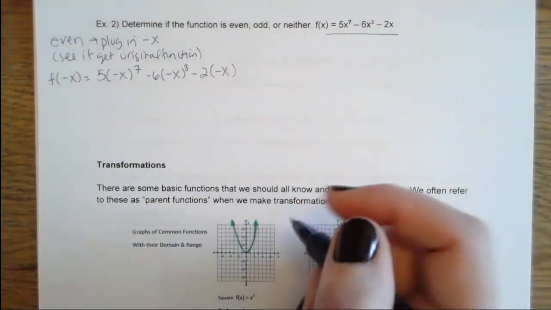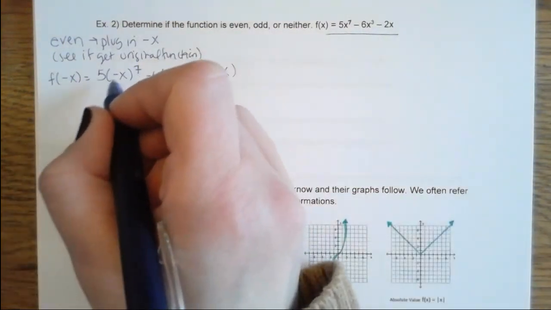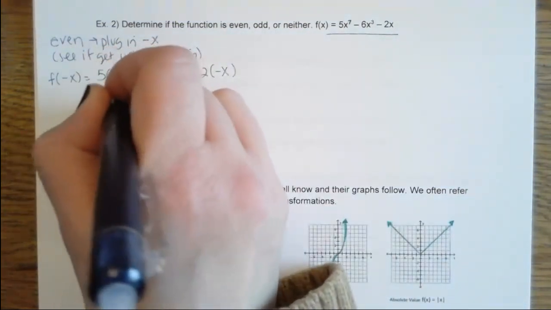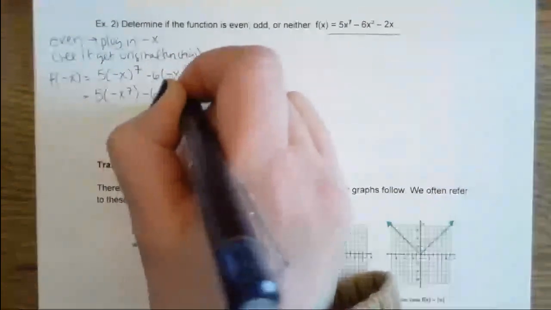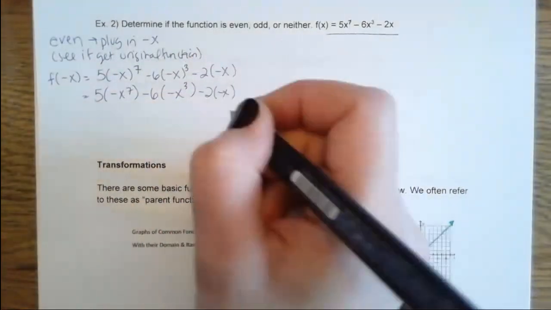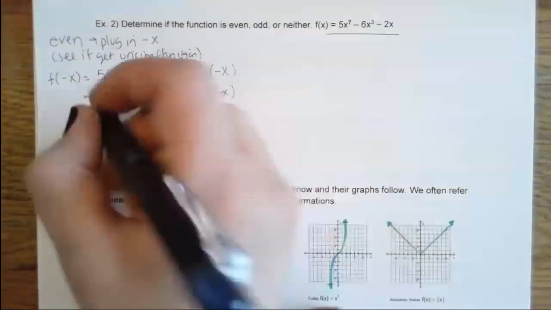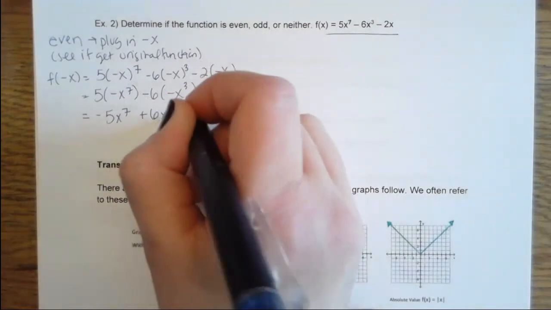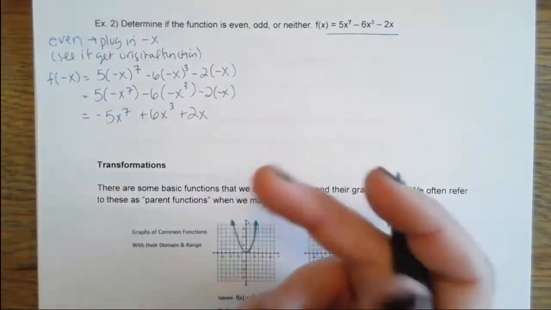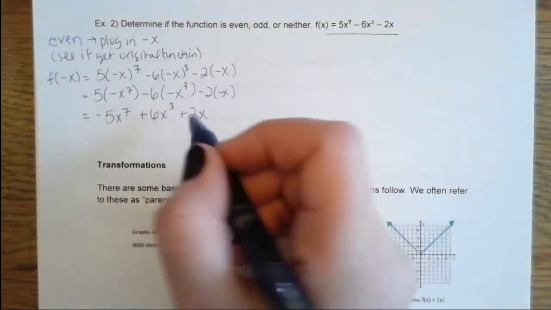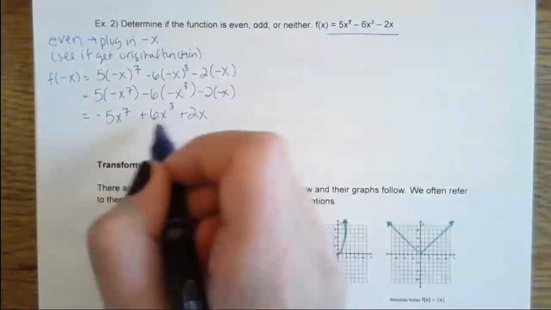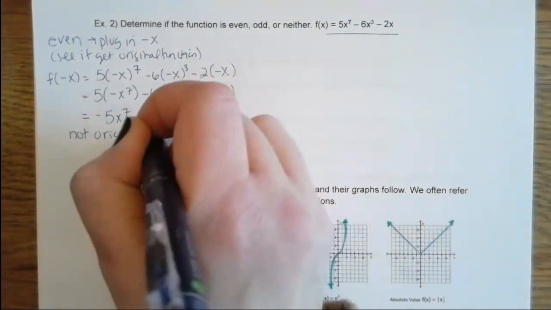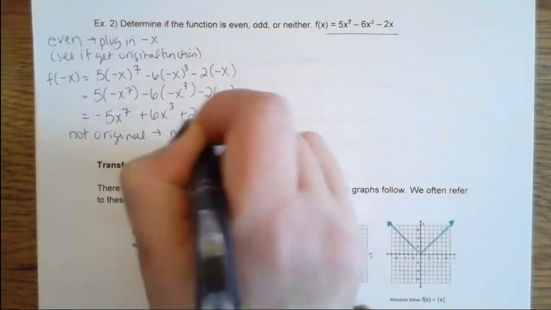And then I'm going to go ahead and simplify. Now, because I have a power of 7 here, I will have an extra negative left over. Same thing for the cube as well. So this becomes 5 times negative x to the 7th minus 6 times negative x cubed minus 2 times negative x. And then working with these negatives, it becomes negative 5x to the 7th plus 6x cubed plus 2x. So once it's simplified, you want to see, do you get the original function? And we don't, right? It's similar, but the signs have changed. So this is not the original, so it is not even.